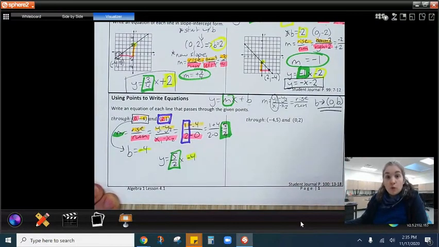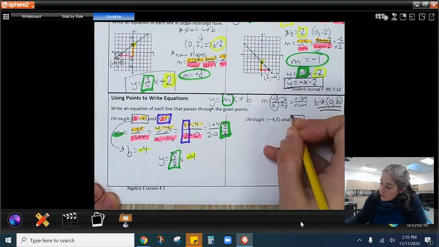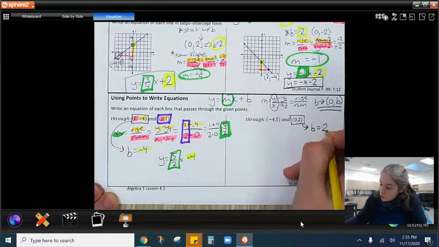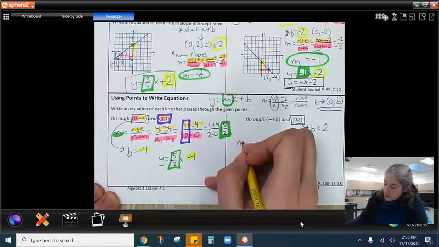Does one of them have an x-coordinate of 0? Yes, it does. It has this one right here. So that means my y-intercept is 2. So now let's calculate our slope.